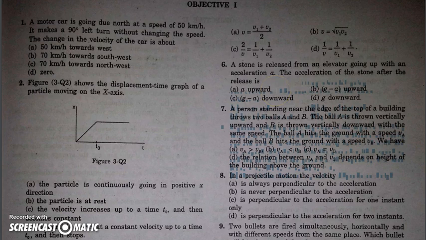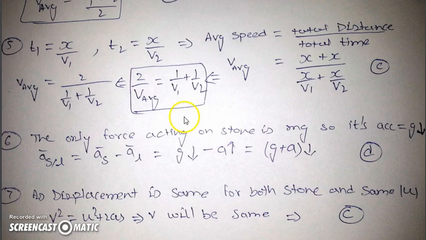The acceleration of the stone will be g downwards, as the only force acting on the stone after it is released is mg. So its acceleration with respect to ground will be g, but its acceleration with respect to the lift will be acceleration of stone minus acceleration of lift. Acceleration of stone is g downward, minus acceleration of lift, which is upward. So the acceleration of stone with respect to lift will be g plus a downward, but it is not asked. So the acceleration of the stone will be simply g downwards.